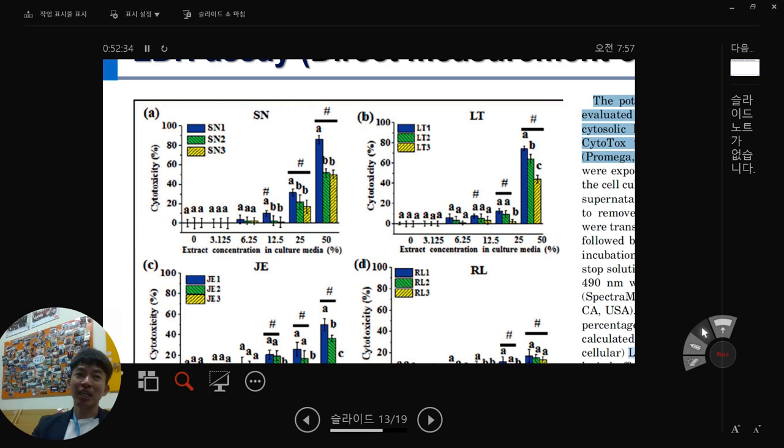Cytotoxicity is the opposite of cell viability. 100% cell viability means 0% cytotoxicity, and 100% cytotoxicity means 0% cell viability. So how do you obtain this?